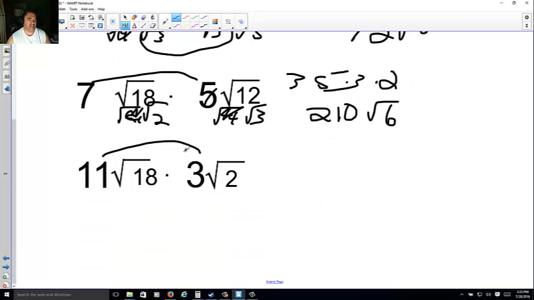Here, 3 times 11, 11 times 3 is 33. 18 breaks down into a 9 and a 2. And again, this is high-level Algebra 1.